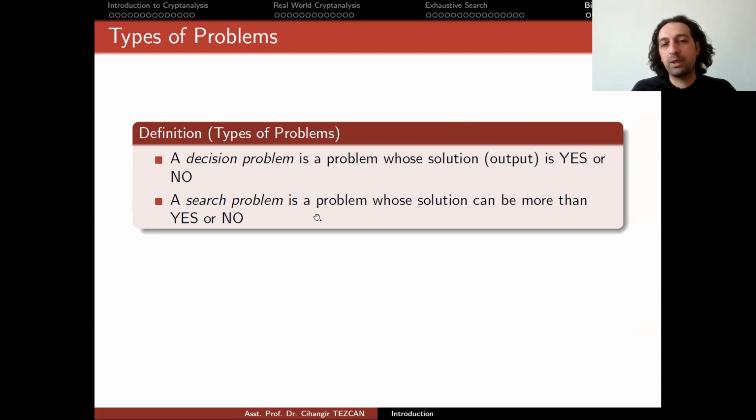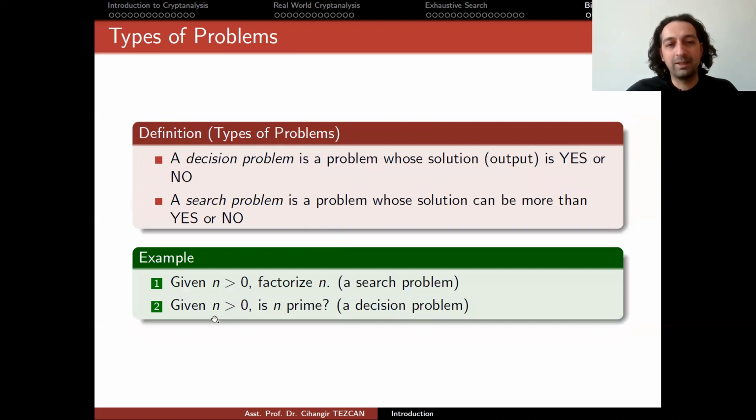A search problem is a problem whose solution can be more than yes or no. And again, here is an example. For the search problem, you are given a number n, and you are asked to factorize it. But for the decision problem, you are given the same number, but the question this time is, is it prime or not? So you might think that these are the same thing.